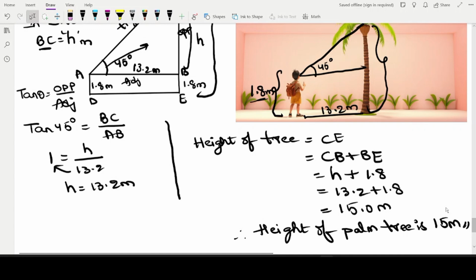I hope you understood all the problems of the exercise. And there is another question, the seventh question, which is not that important, so we are ignoring it for now. If you want that particular problem, you can comment in the comment section that you want it, and then we can discuss it.